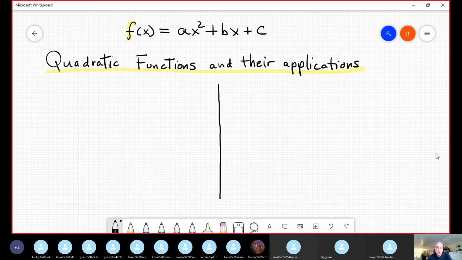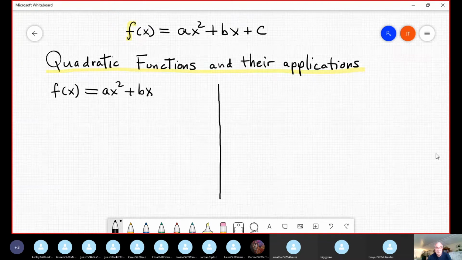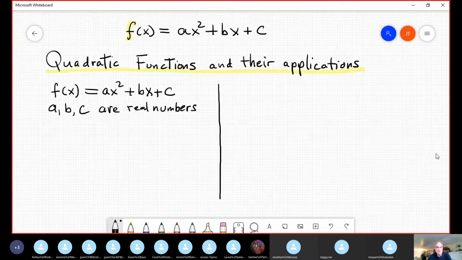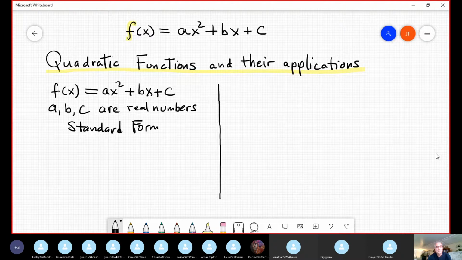One way to express the quadratic function is the classical ax squared plus bx plus c. It looks familiar to you because you are familiar with the quadratic equation, but it's different. Now it's a function. A, B, and C in general are real numbers. The name of this is standard form, a standard form to represent the quadratic function.